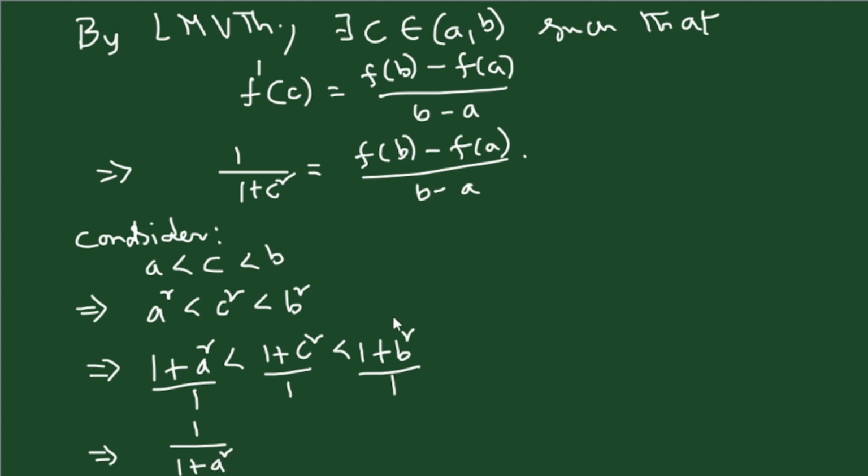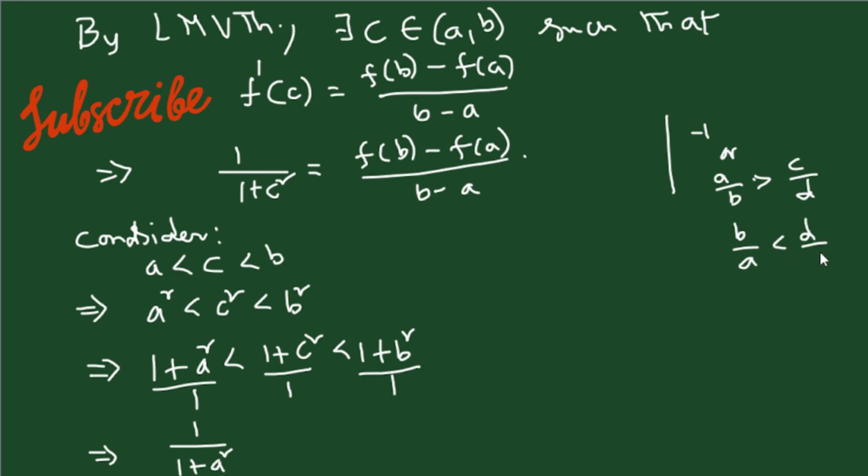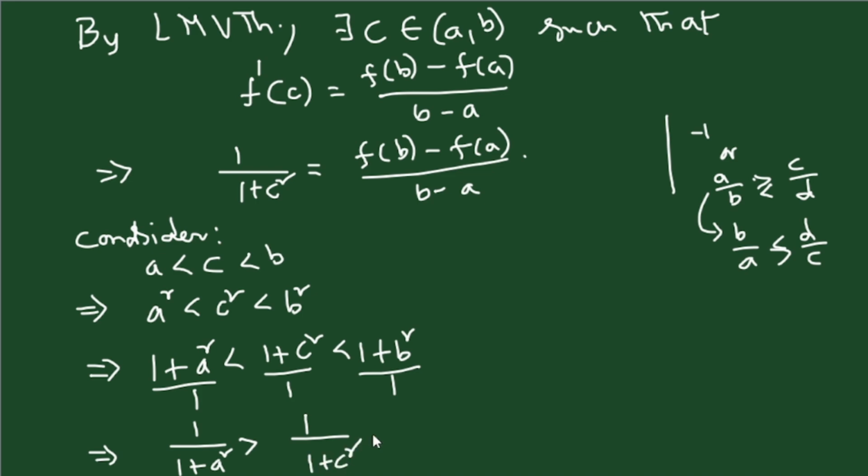And the most important point here is whenever you multiply an inequality by a negative quantity or you take the reciprocal. If it is A by B greater than C by D, then you take the reciprocal B by A less than D by C. So when you take the reciprocal, the inequality gets reversed. So this less than becomes greater than. Greater than 1 by 1 plus C square greater than 1 by 1 plus B square.